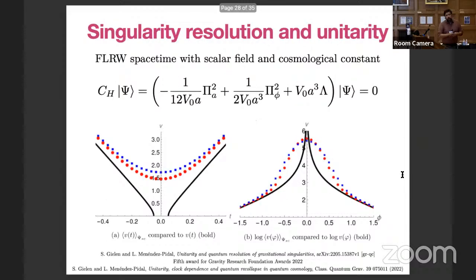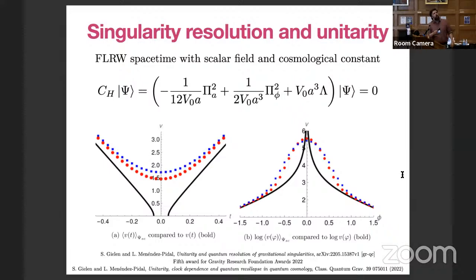Another nice idea in this direction is by Guillain and Mendes-Vidal. And this was a nice essay in this year's Gravitational Research Foundation Awards, where they considered an FLRW space-time, right, where they had a scalar field and a cosmological constant. And now you have a choice of what clock variable you want to use, and depending on what choice of clock variable, they found that you get different physics.